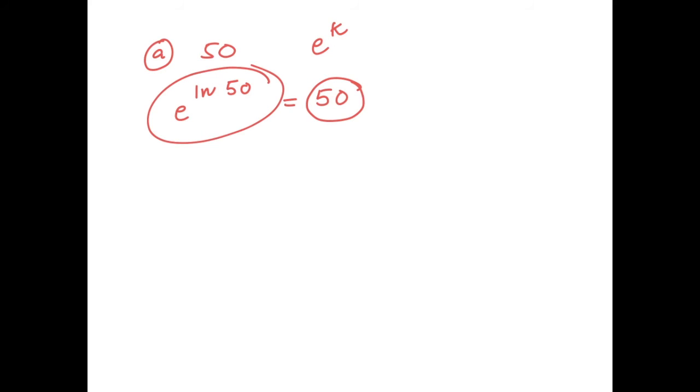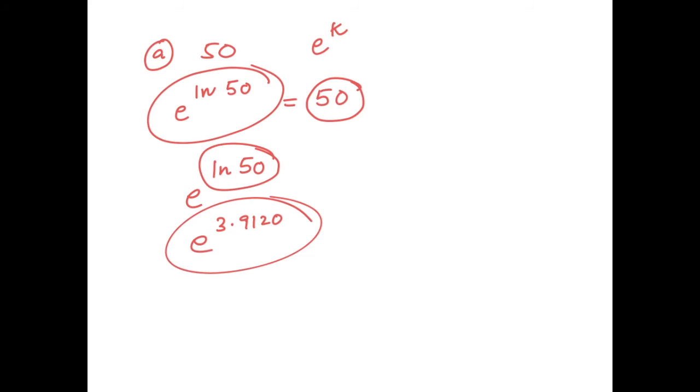If in the question it's given 50 and they want us to represent it in the form of e to the power k. We know e to the power ln this number equals 50. So we can represent 50 in the form of e to the power ln 50. So our answer would be e to the power ln 50. And ln 50 you get from the calculator, it will be 3.9120. So this is our answer.